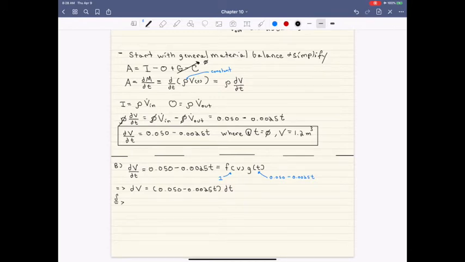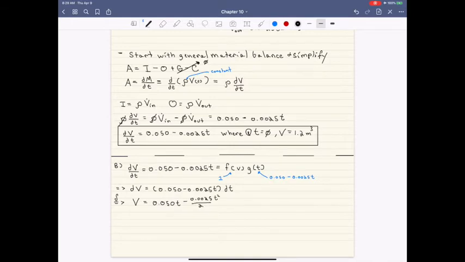And for me personally, what I like to do, rather than using definite integrals where I integrate from the initial condition to some arbitrary t, is to first do an indefinite integral. Okay? If I do an indefinite integral, for the left-hand side, integrating dv gives just volume. And if I do an indefinite integral of the right-hand side, what I'll get is 0.050 t, and then 0.0025 t squared over 2.